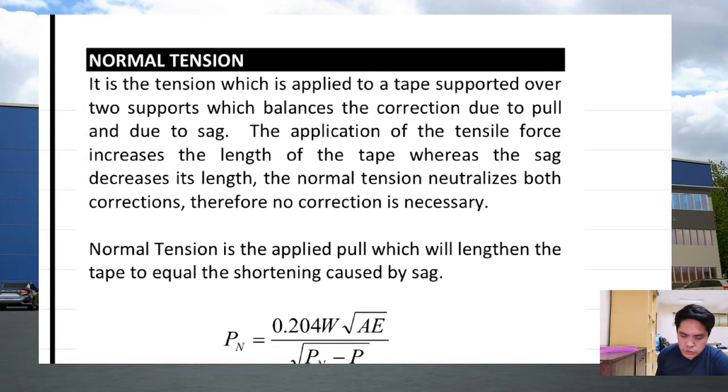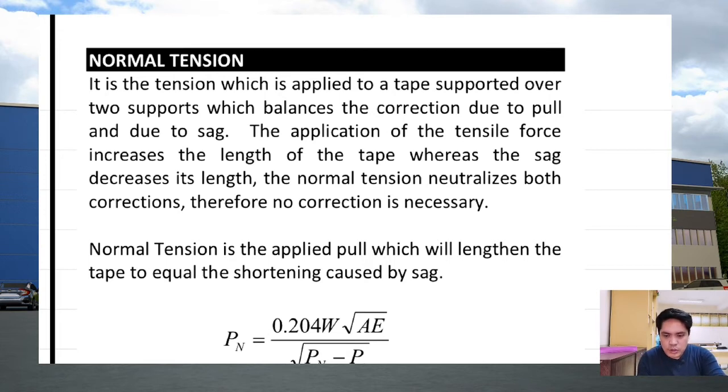So let's now proceed to normal tension. So it is the tension which is applied to a tape supported over 2 points, which balances the correction due to pull and due to sag. Okay? If you recall, we have correction due to pull. So yung pull kasi, if nag-exceed yung pull mo, that would stretch your tape, so it will make your tape too long. So kung i-combine mo siya to a correction due to sag, which makes your tape too short, so ang tendency niya is ika-cancel out, magka-cancel out yung corrections niya.